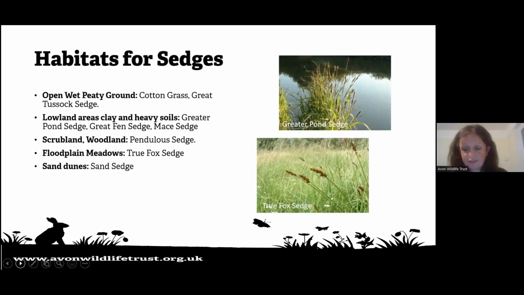Habitats for sedges. Sedges generally live in wet habitats. So you've got the open, wet, peaty ground, lowland areas, clay and heavy soils, scrubland, woodland, floodplain meadows and sand dunes. Sedges are quite terrestrial plants, and they root in moist ground. So you've got some great tussock sedge there, great pond sedge, pendulous sedge, and sand sedge. There's plenty more though.